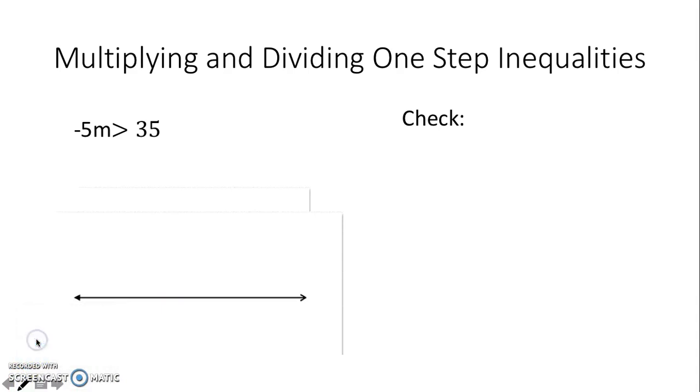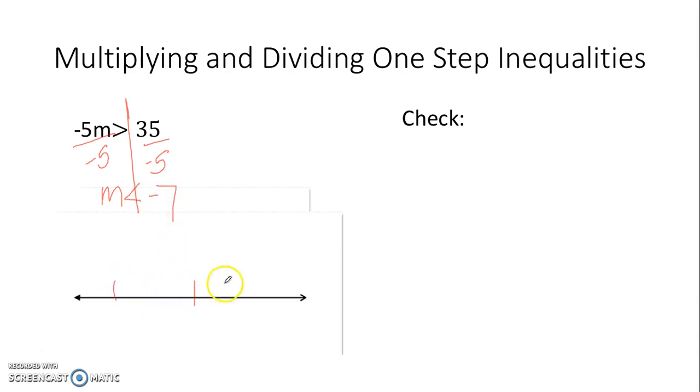So we have negative 5m is greater than 35. Draw the line. Since it's negative 5 times m, you need to divide by negative 5. This is what I mean. When you divide by a negative, you're going to flip the sign. So instead of it going this way, you're going to flip it. 35 divided by negative 5 is negative 7.